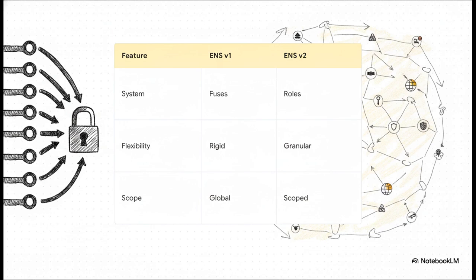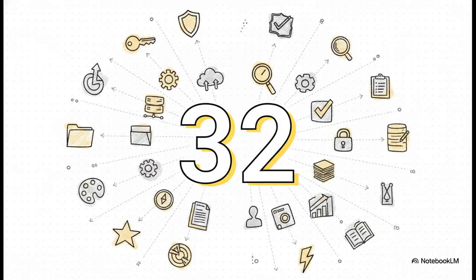We're moving away from this clunky system of rigid fuses that apply globally to an entire name to a highly granular, role-based system where permissions are actually resource-scoped. Developers and organizations desperately needed this precise level of flexibility so they could build complex, real-world applications on top of ENS. And the sheer scope of this upgrade is captured perfectly by one number, 32.